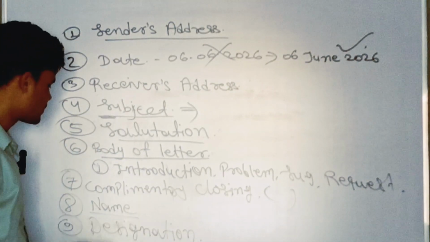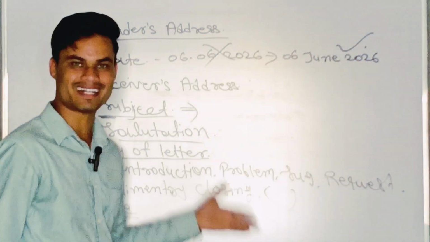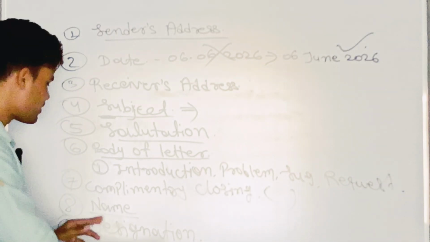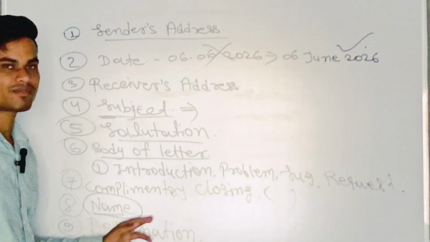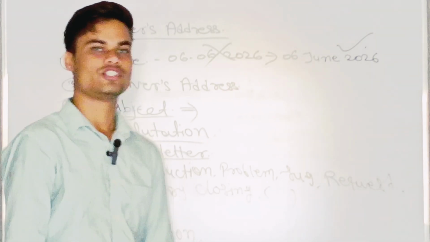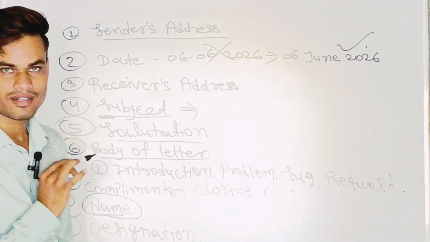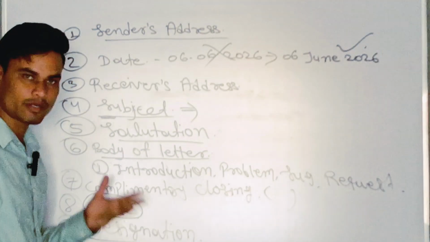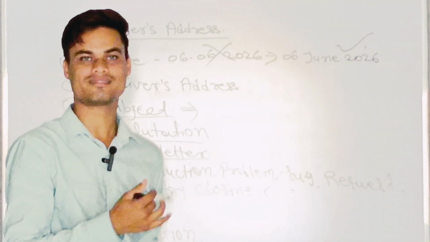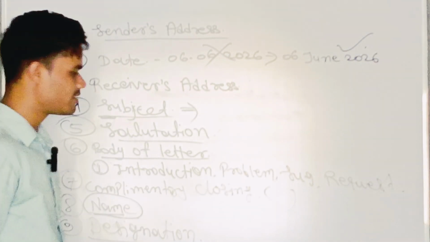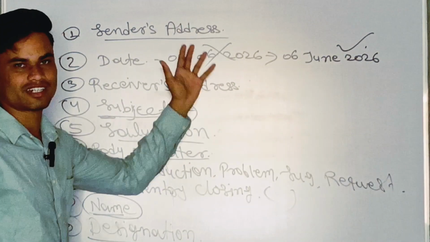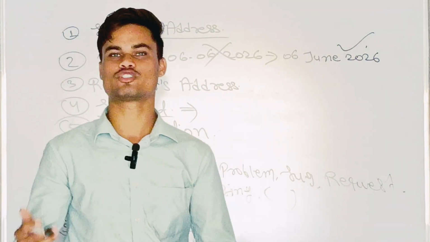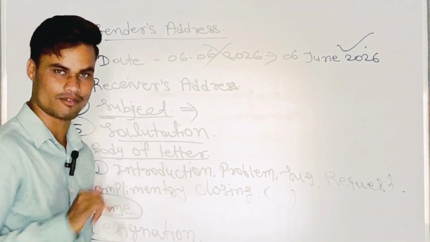Then complimentary closing. It is called complimentary closing, it means thanking you, just like this. Clear? Then you have to mention your name. If the name is already given in the question, then you have to copy the same name in your formal letter. Clear? If the designation is also given in the question, then you have to copy the same designation in your formal letter to the editor. So this is the format of the formal letter, how to write a formal letter. Now you will be able to know all the things that I am explaining right now. Clear?